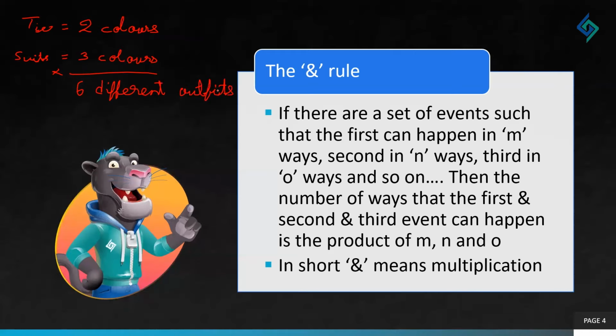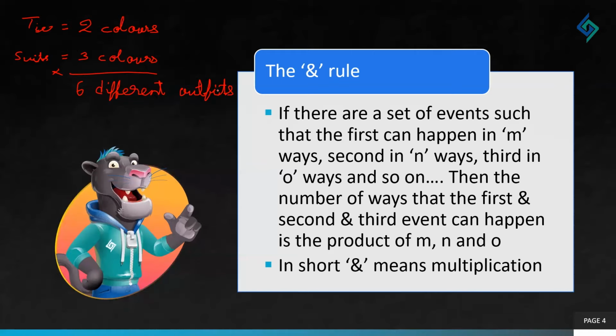Okay. And for every single type of tie, you have got 3 different types of suits, which means that you can wear a red tie and a black suit, a red tie and a gray suit, and a red tie and a beige suit. Or you can wear a blue tie and a black suit, a blue tie and a gray suit, a blue tie and a beige suit. So for every tie, you have got 3 suits. So which means for 2 ties, you have 2 into 3, 6 different possible outfits.